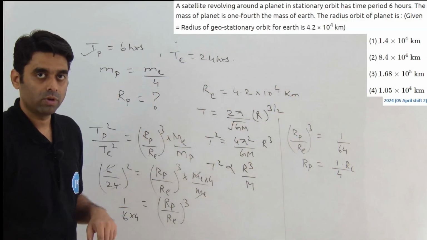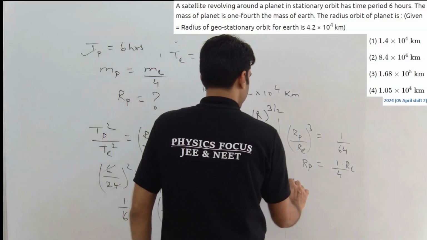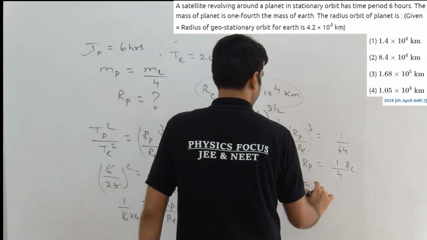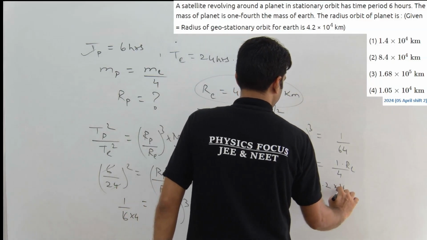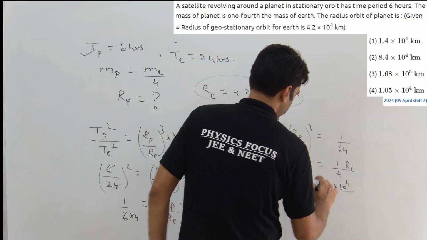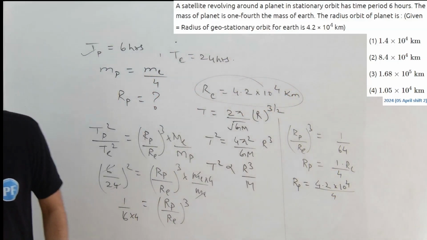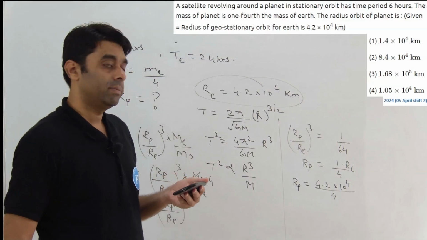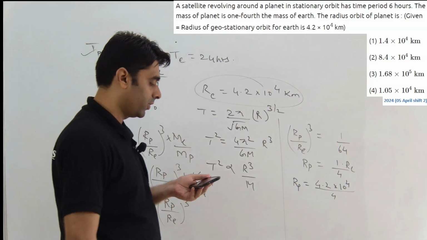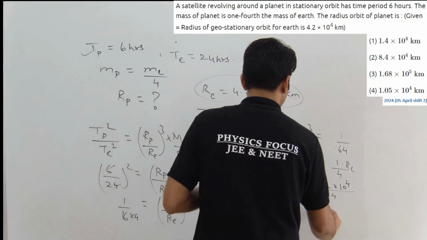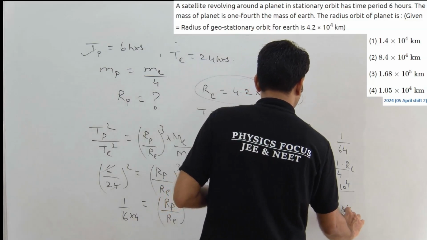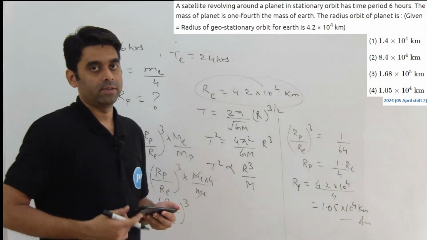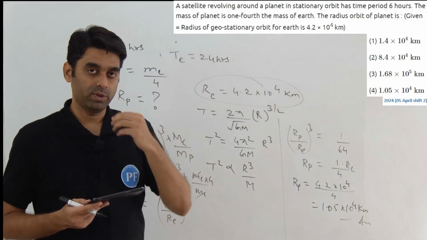We'll take cube root on both sides. So ultimately, Rp is equals to Re, which is given to us. This is what we have to take: 4.2 into 10 power 4 by 4. Simplify it. Check the option. If we check the four options that we have, we'll be getting over here option number D, 1.05 into 10 power 4 kilometer. This will be our answer, right? It's there for you people, option number 4. Let's move ahead.